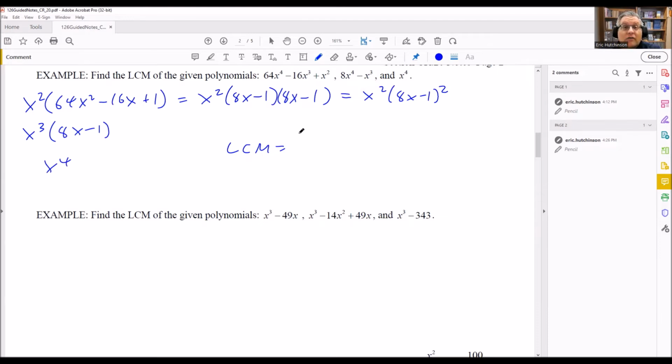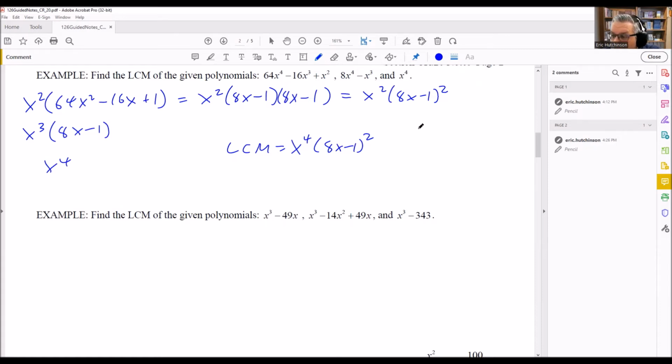First we'll take care of the x's. x has to be raised to the highest power always when you do LCM. So we're going to do x to the fourth. Next, we look at the 8x minus 1. We have to pick the highest power of that as well. That's why we want to write it as a square if we see that, because that is important for determining the LCM. So x to the fourth times 8x minus 1 squared, that would be it for that one. Again, we used the highest power of x and the highest power of the quantity.